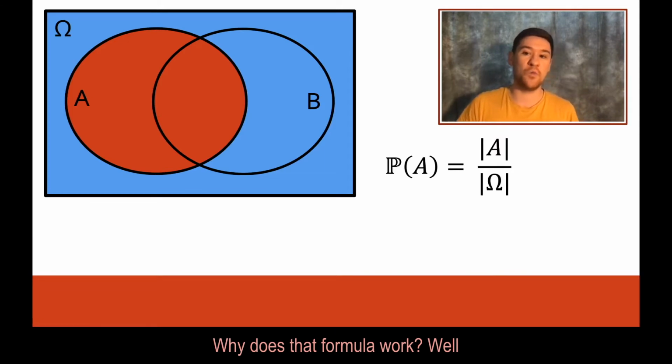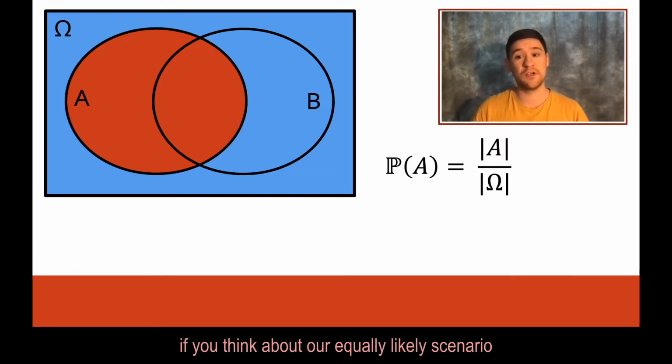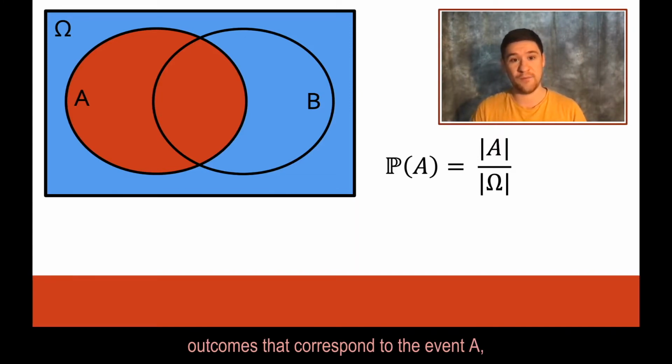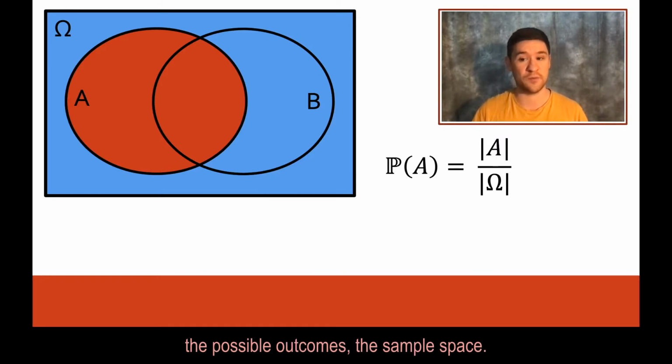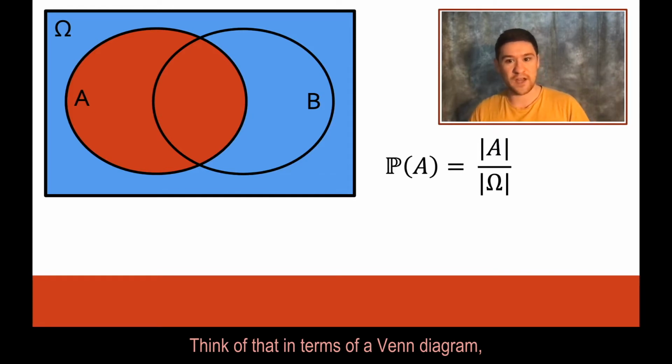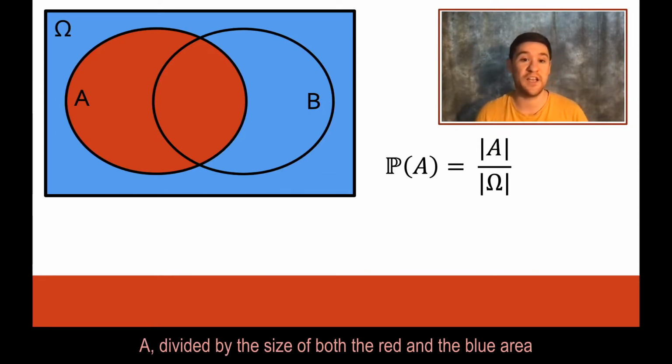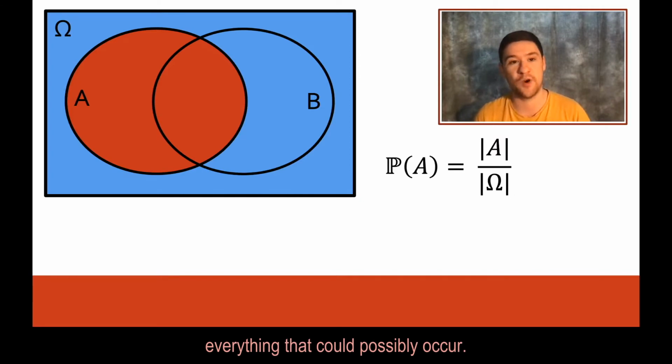Why does that formula work? Well, if you think about our equally likely scenario, the probability of A happening is the size of all the outcomes that correspond to the event A divided by the size of the universal set, all the possible outcomes, the sample space. Think of that in terms of a Venn diagram. So the probability of A is the size of the red area A divided by the size of both the red and the blue area, everything that could possibly occur.